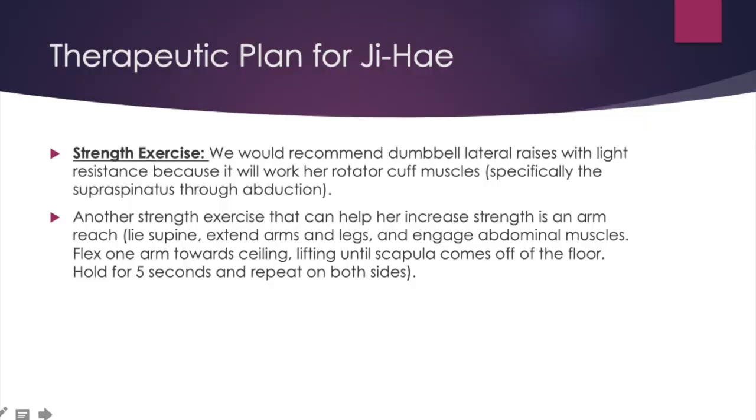So in our therapeutic plan for Jae, we recommend some strength exercises, such as the dumbbell lateral raises with light resistance, because it will work her rotator cuff muscles, specifically the supraspinatus through abduction. And then another strength exercise that can help her increase strength is an arm reach, where she'll lie supine, extend her arms and legs, and engage her abdominal muscles. She'll flex one arm towards the ceiling, lifting until her scapula comes off of the floor. And then she'll hold this exercise for about 5 seconds and repeat it on both sides.